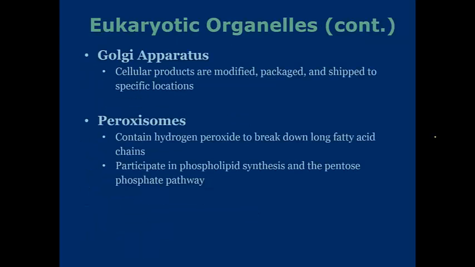Moving down the chain, we go into the Golgi apparatus. Think of this as a warehouse that ships materials as it gets them in. Cell products from the endoplasmic reticulum or ribosomes in the cytosol are modified, packaged, and shipped to specific locations from the Golgi apparatus. The last thing we're going to go into is the peroxisome.